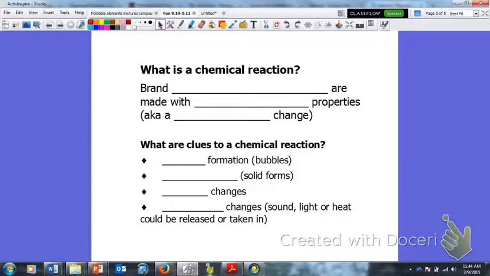So what is a chemical reaction? We're looking at brand new substances. Okay, that's what we've been talking about with a compound. So we have brand new substances made with completely different properties. We called this, back when we were talking about physical and chemical changes, a chemical change, thus the word chemical reaction.